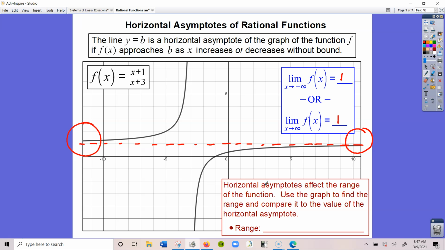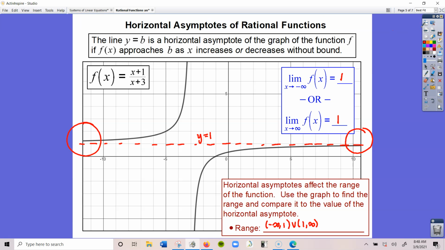Now the range is affected by those horizontal asymptotes, as I said. Since the graph never touches that line, that means that y is equal to 1 has to be excluded from the range. So if you look at your graph, we have all of these negative y values, we have all of these positive y values, but at y is equal to 1, we have a blank space. So the range would be from negative infinity to 1, union 1 to infinity, because it's every single number except for when y is equal to 1.